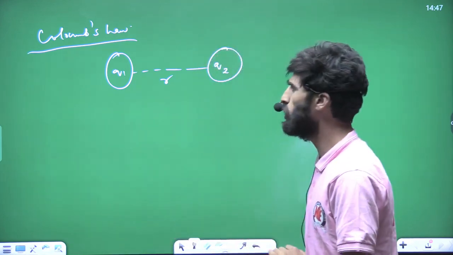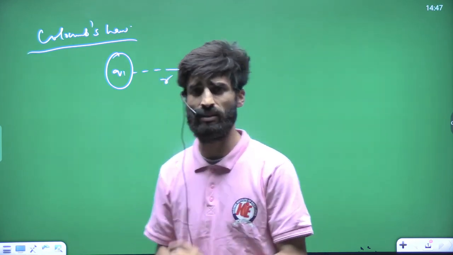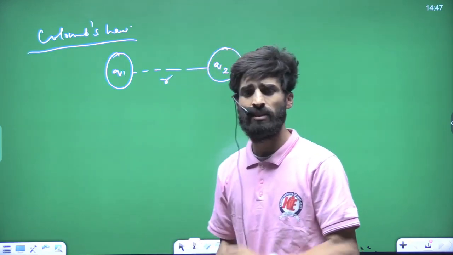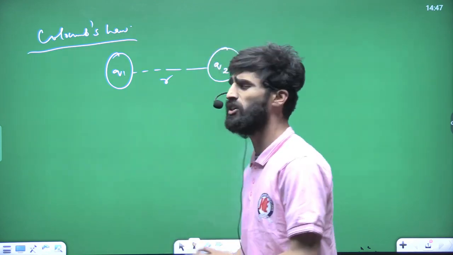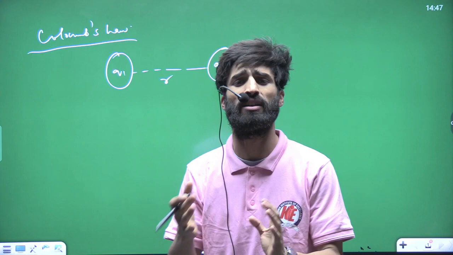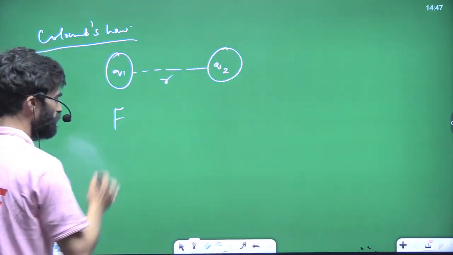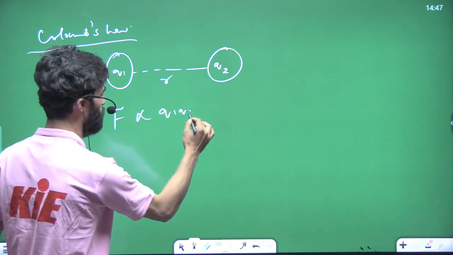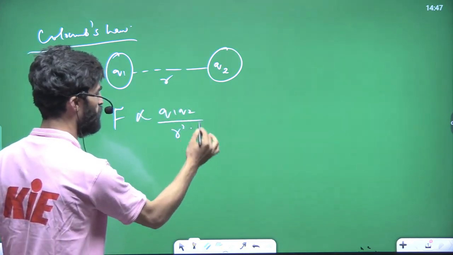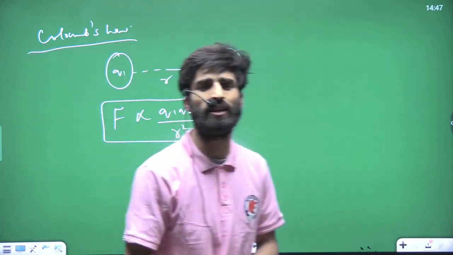So as per Coulomb's law, whenever we take two stationary point charges separated by the distance of r, then the force of attraction or repulsion between these two stationary point charges is given by, if we calculate that force, F is going to be directly proportional to the product of charges and inversely proportional to the square of distance between them.